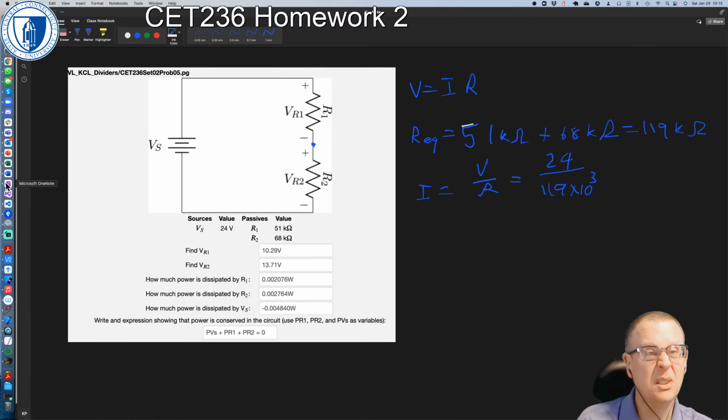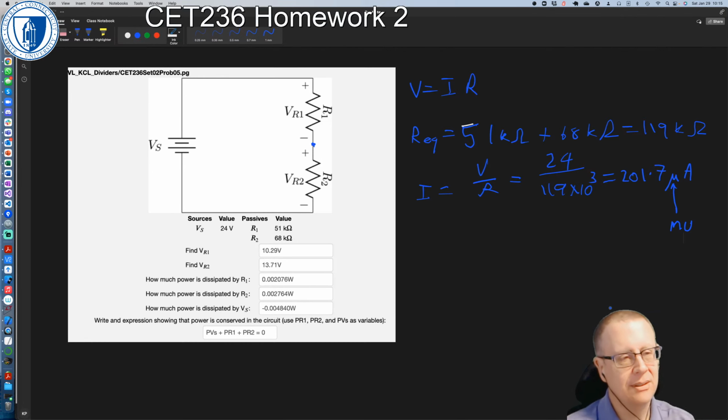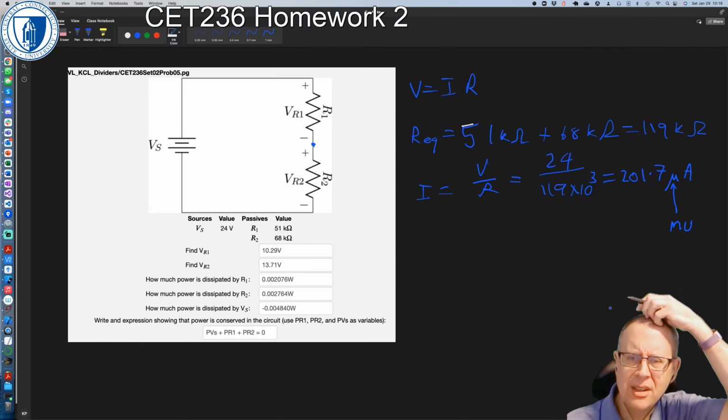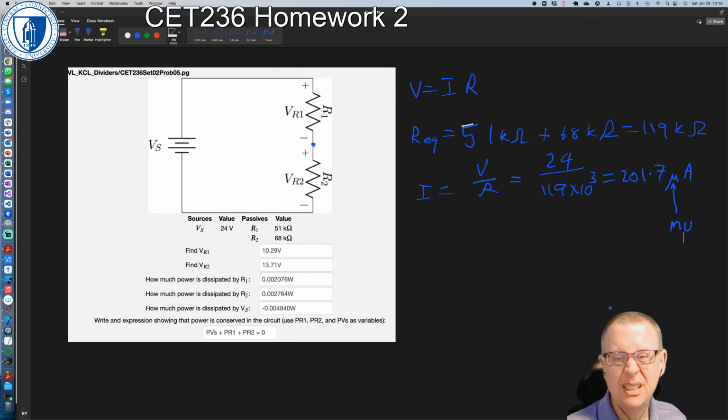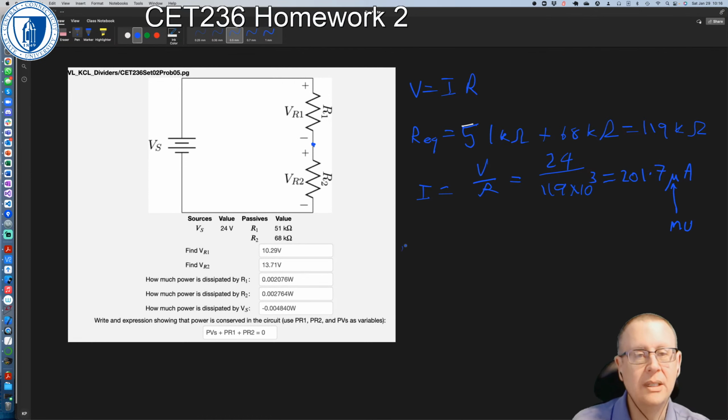Okay, so it's going to be equal to 201.7 microamps, right? So this is the Greek letter mu, sometimes called mi, and it represents 10 to the minus 6. Okay, there's our current, and now we can figure out what VR1 and VR2 is.